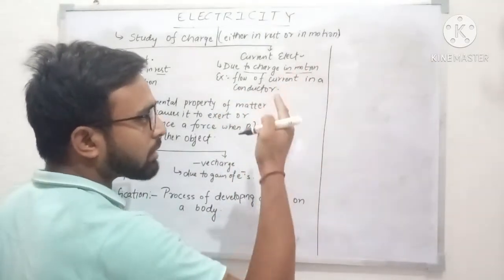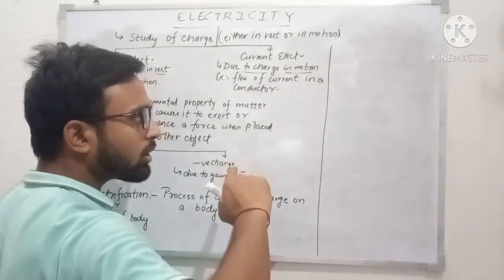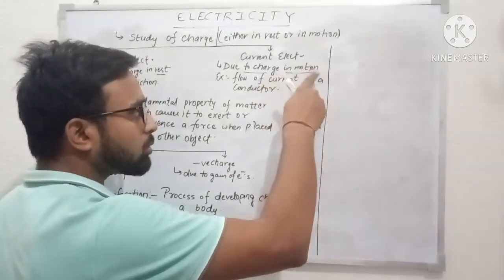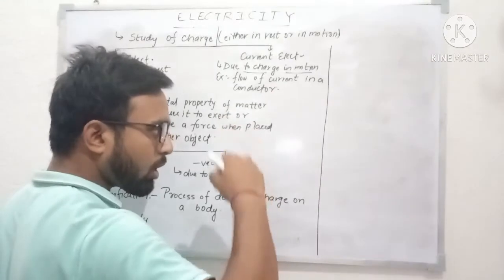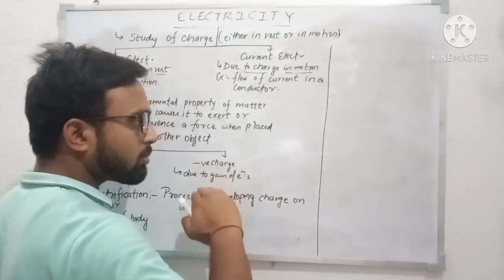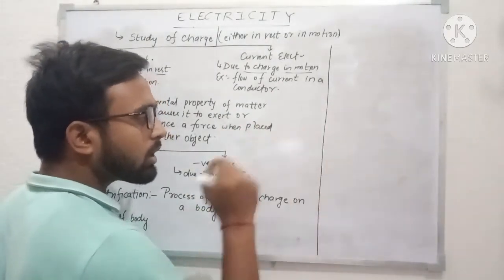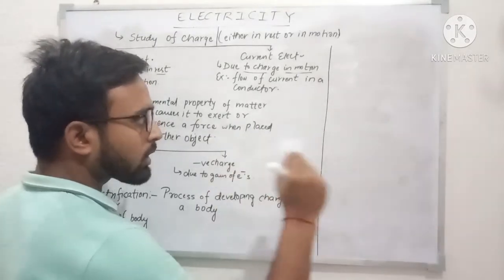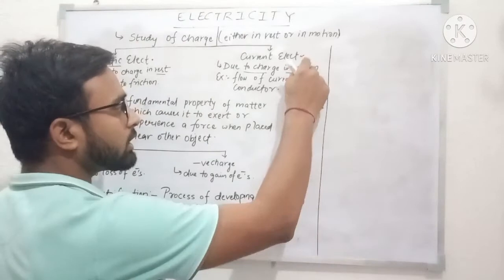This motion can be within the body or from one body to another body. This charge in motion can be within the body or from one body to another body through a conductor. That is called current electricity.